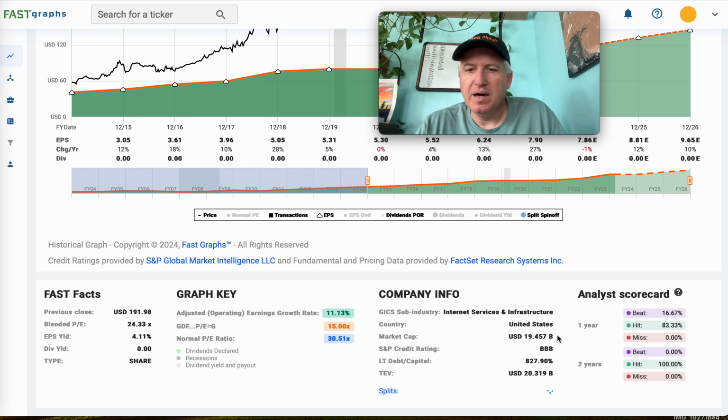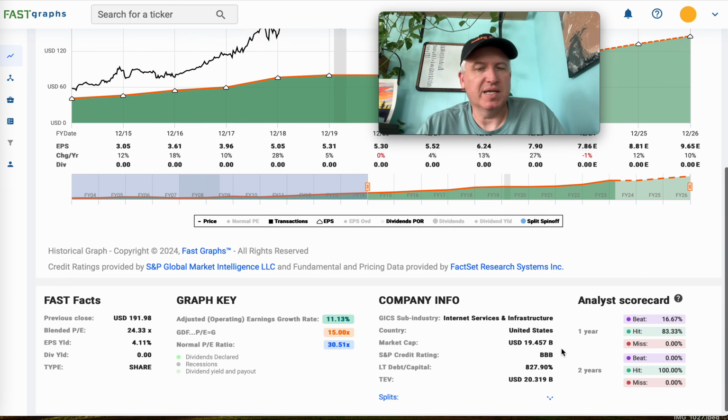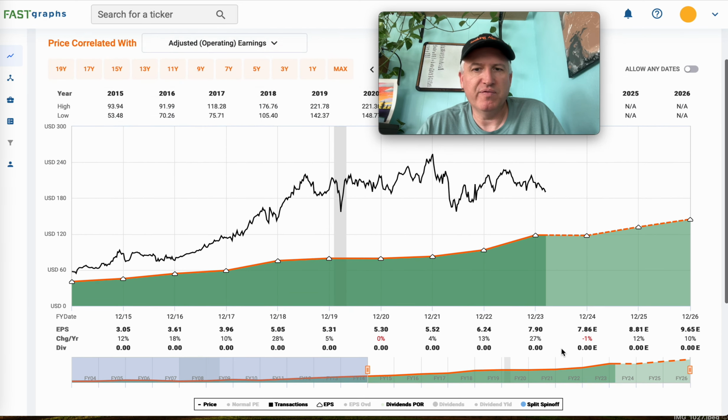Now the long-term debt to capital is super high. But usually what I look at is the market cap compared to the total enterprise value. Those are about the same. So I probably just made a small adjustment for that. That's not really a big deal, or at least it doesn't jump out at me immediately as a problem.